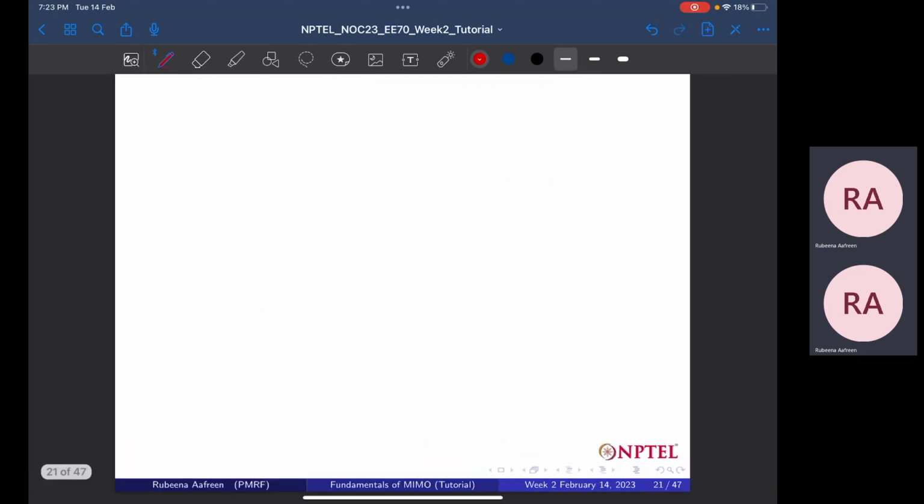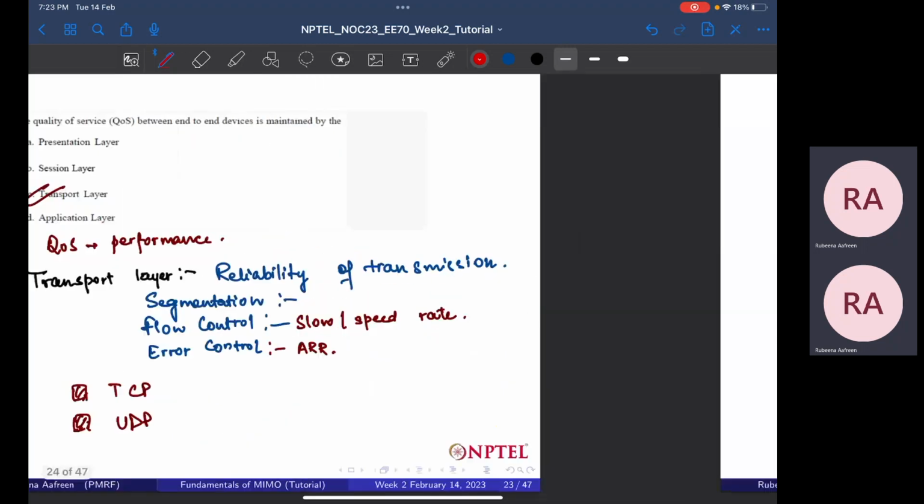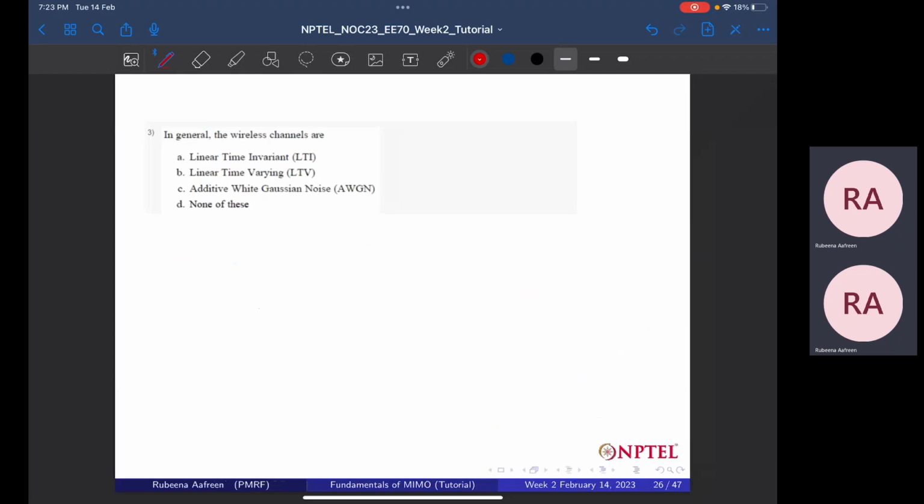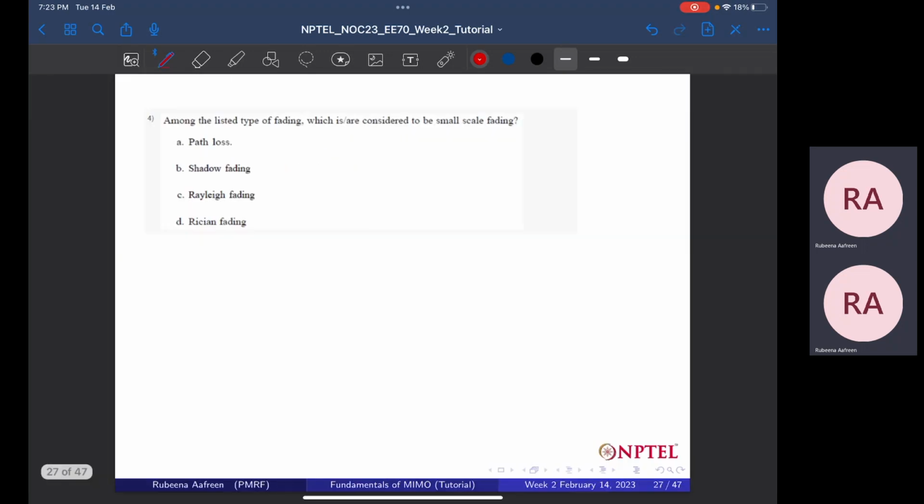Now we will move again to the question. It is saying, in general, the wireless channel is what? The answer would be B, linear time varying. Then it is asking: among the listed types of fading, which is considered to be small scale fading? We know that path loss is large scale. Shadowing is also not small scale fading, but Rayleigh fading and Rician fading are considered to be small scale fading. The major explanation of this topic is given in the wrap up board, and maybe you can refer to the lecture videos for the same.